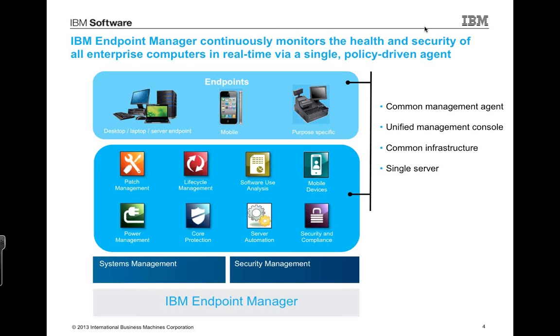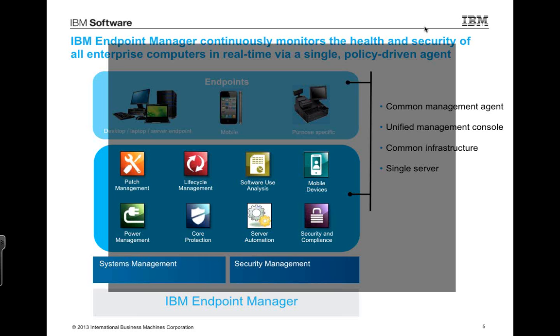The product's key benefits are that we have a common agent for those various endpoints, a very tiny agent that's deployed to your endpoints. It's done slightly differently in the mobile realm with iOS. We have a unified console, so you can manage this range of different devices from a single console. We have a common infrastructure, which we'll talk about, and in most cases really a single server. We can scale literally up to 250,000 endpoints per server based on our architecture, which we'll describe in further detail in a moment.